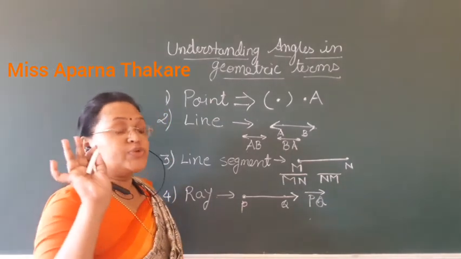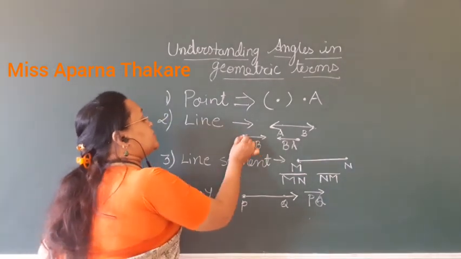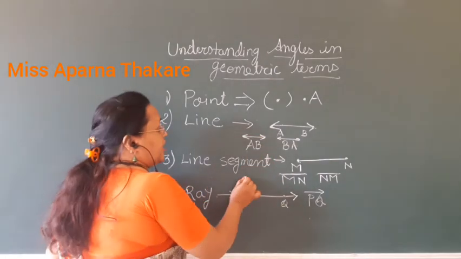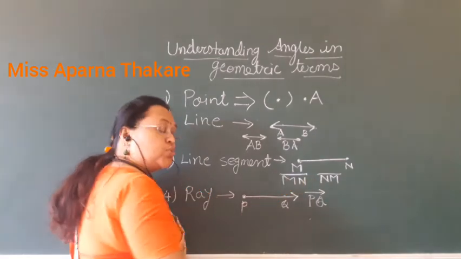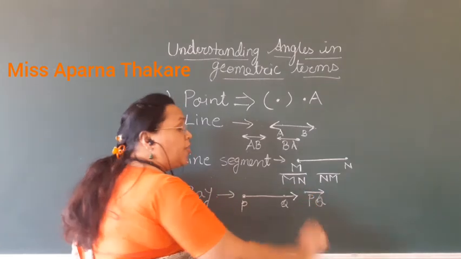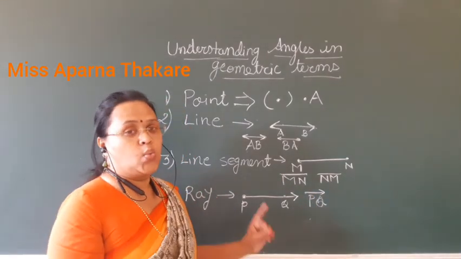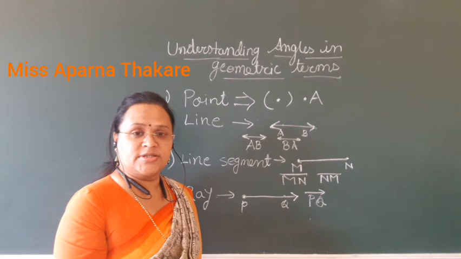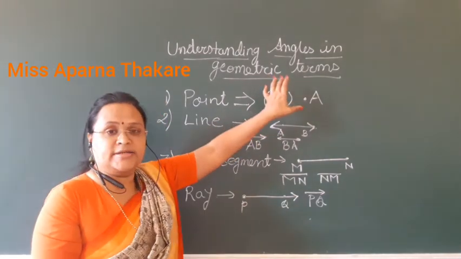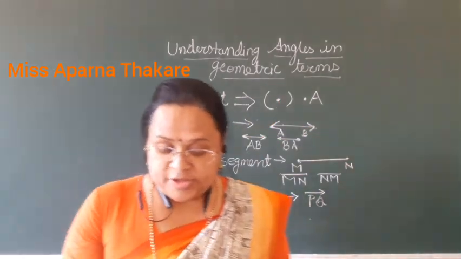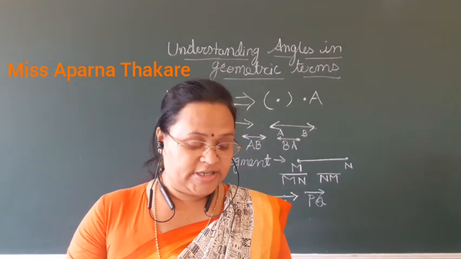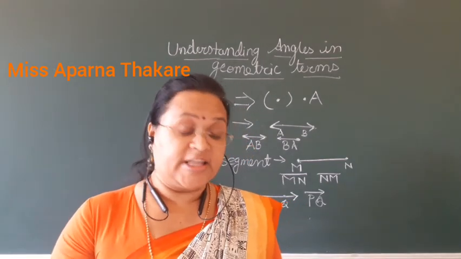But we have to remember that a line has two arrows, it is endless. A line segment has only a line with two end points. And a ray has a line with one end point and one endless point. On one side there is the point and on the other side there is the arrow. These four we have to know for angles. Got it? So we stop here, and in the next period we will see the parts of an angle. But try this.